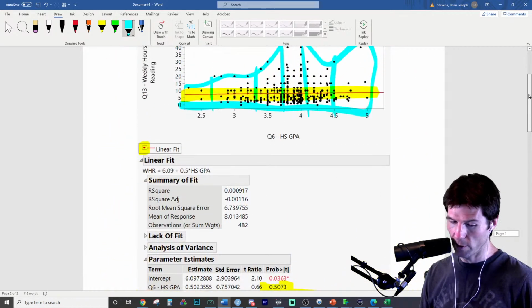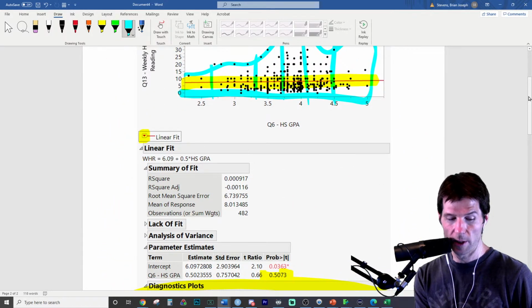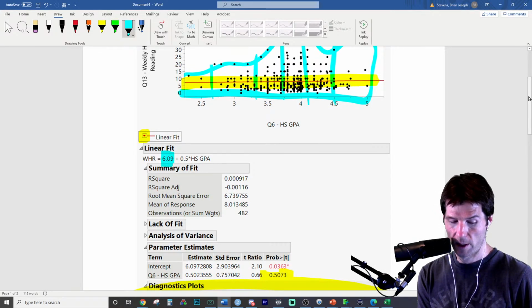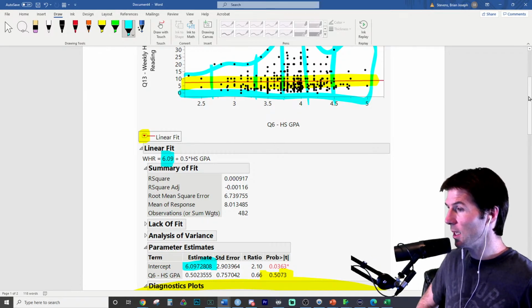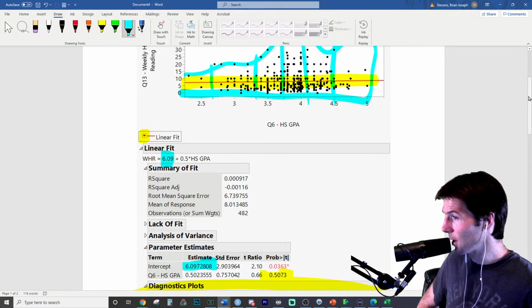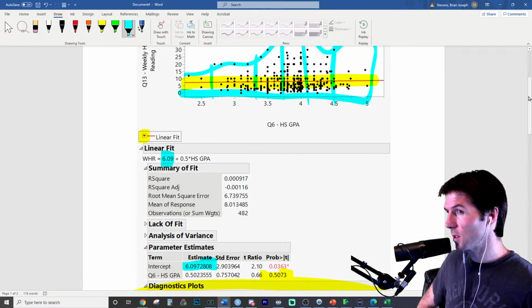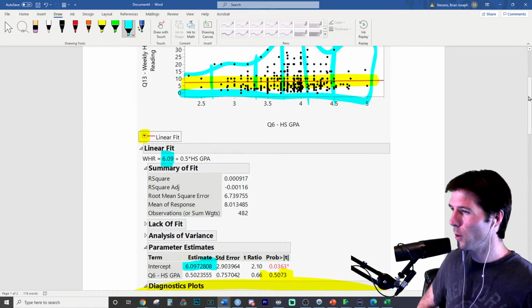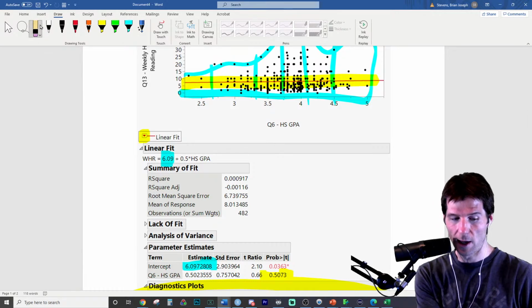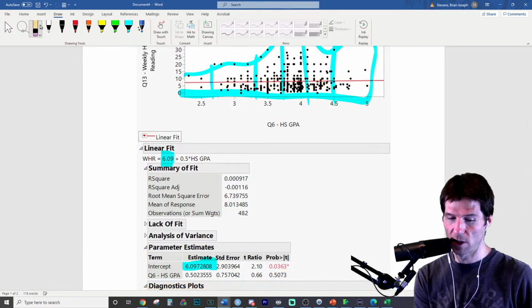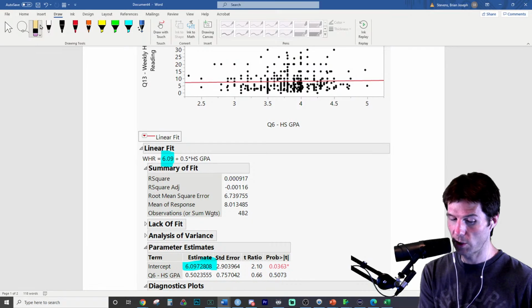Well, in my example right here, the intercept is estimated to be 6.09. So 6.09 is the estimate of the intercept, which would state when someone has a high school GPA of 0, might not be logical, then we would expect the weekly hours reading for this individual to be 6.09. I don't know if it's really that logical because it doesn't sound like you'd have a high school GPA of 0. So maybe not logical.